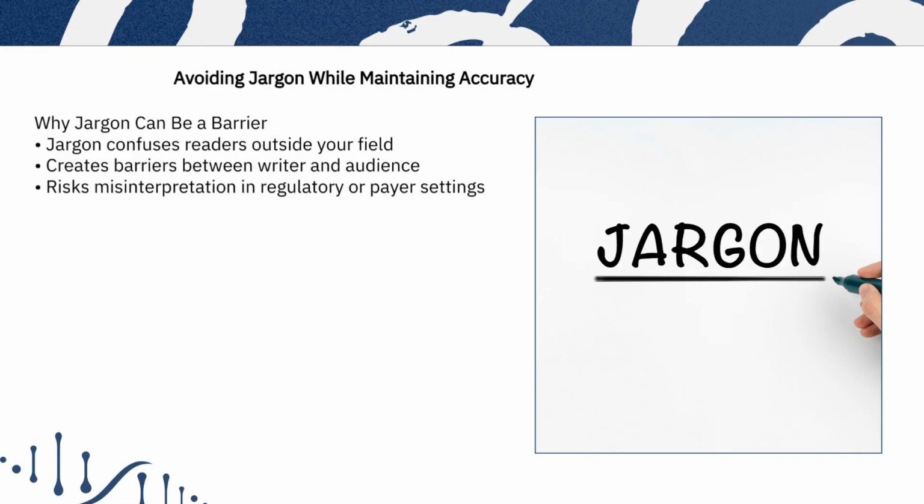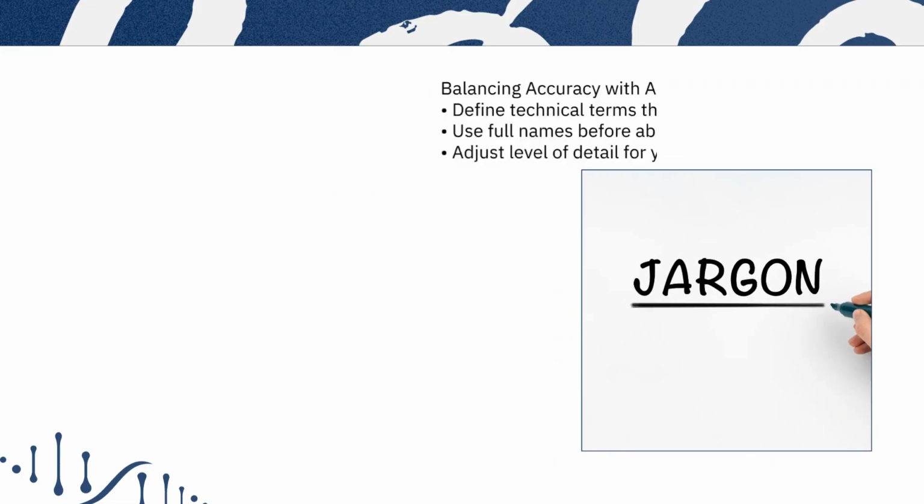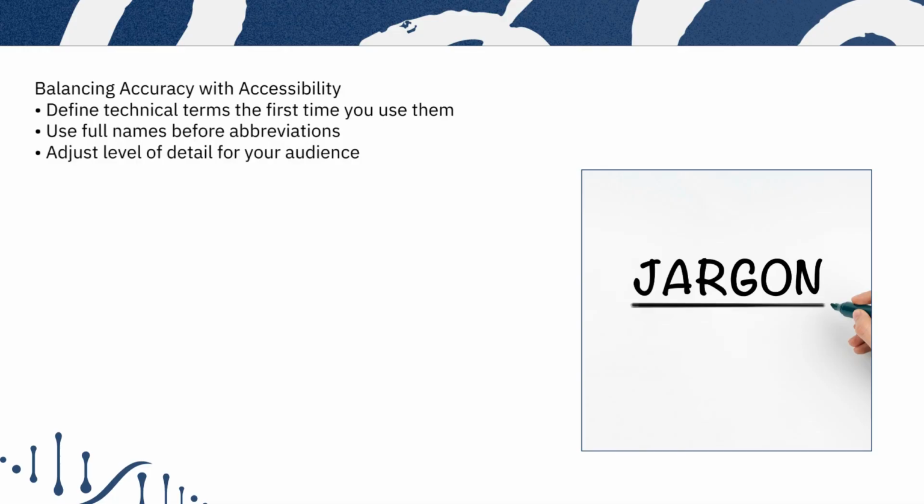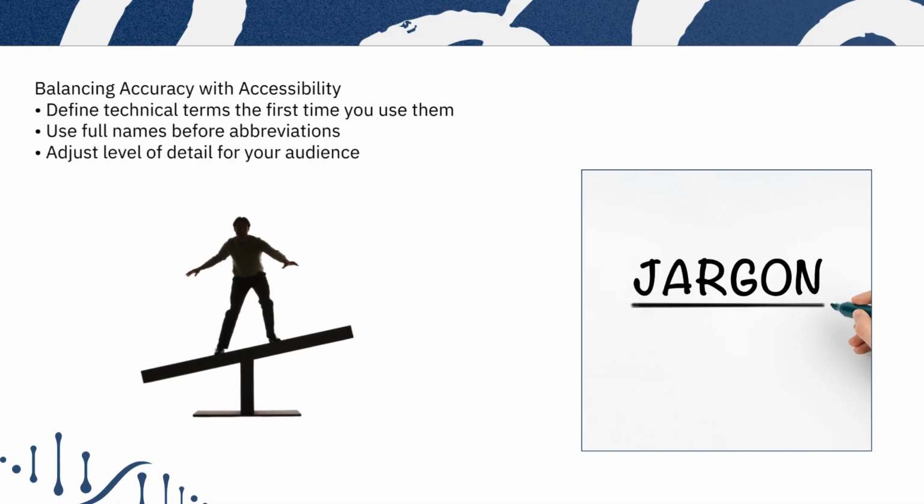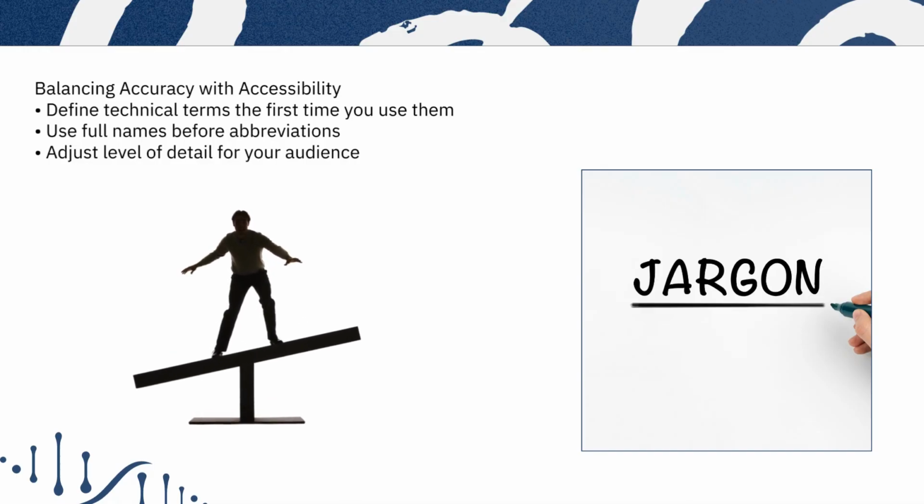Even regulators sometimes push back if writing is overloaded with unexplained acronyms. Remember, academic writing is about communication, not showing how specialized we are. The goal is to make the science accessible, not to hide it behind complex terminology. Of course, we can't eliminate technical language completely. Accuracy depends on it. The trick is to balance accuracy with accessibility.